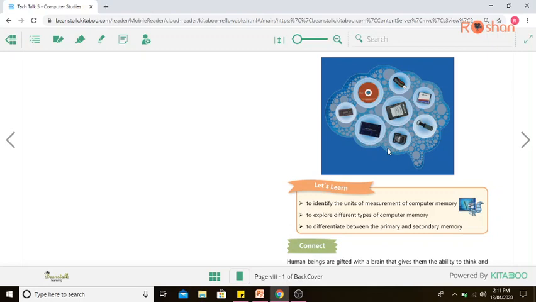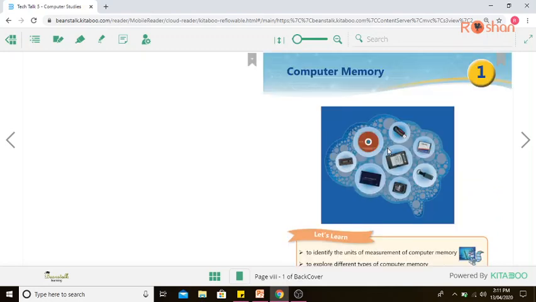So this chapter is computer memory. Computer memory means what? Whatever data we have in a computer, it is stored somewhere. For example, suppose you have a birthday or there is a wedding function in your family, so you collect all the photos and keep them somewhere in the computer. It means you are keeping your data somewhere.